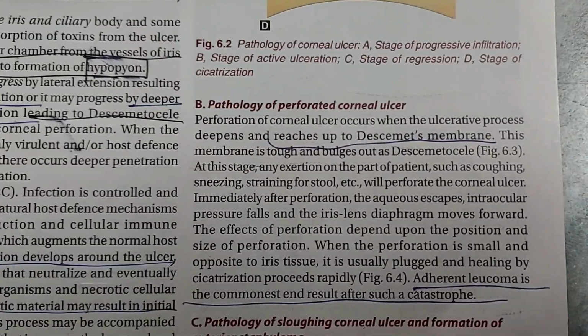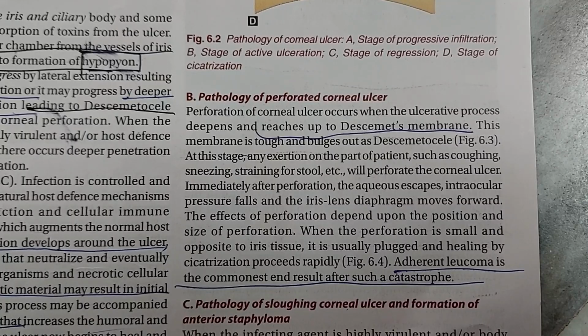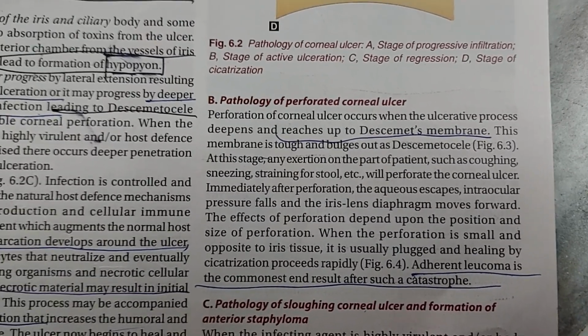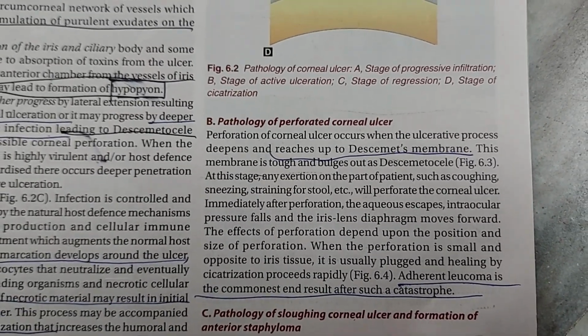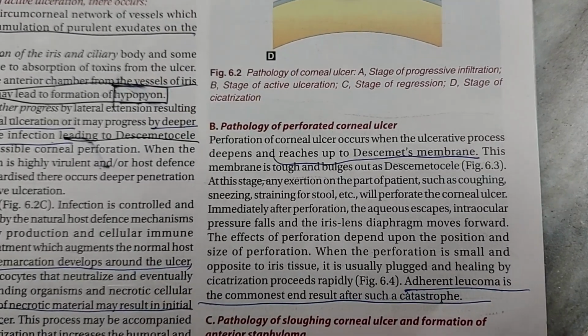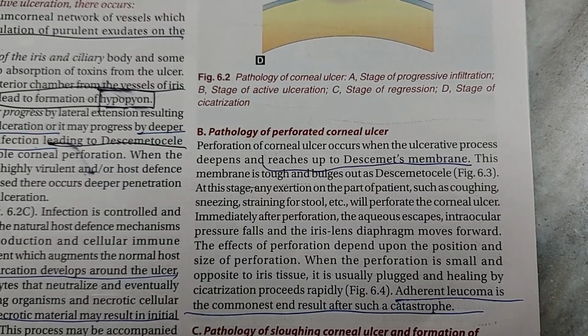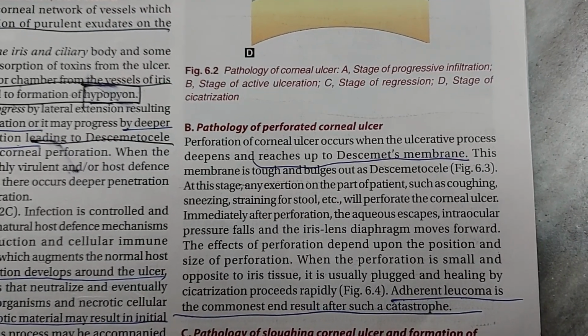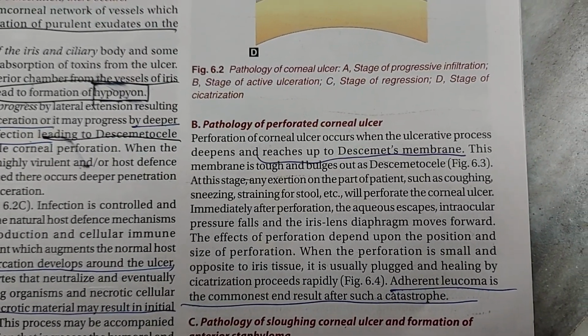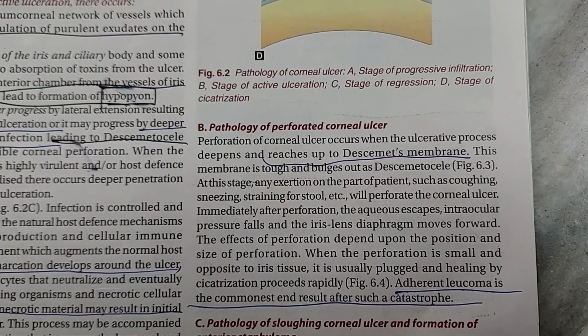Perforation occurs when the ulcerative process deepens and reaches up to Descemet's membrane. Descemet's membrane lies below the stroma. After damaging the whole stroma, the infection reaches Descemet's membrane. This layer is really tough.